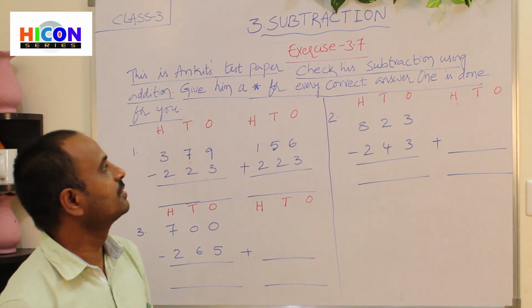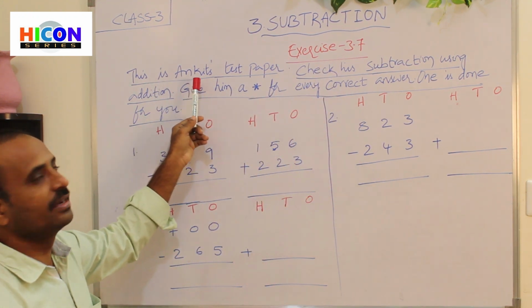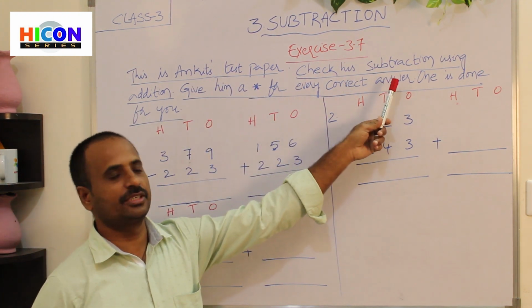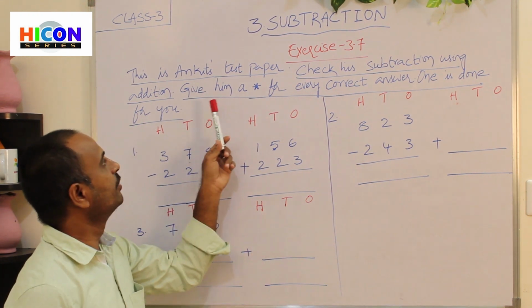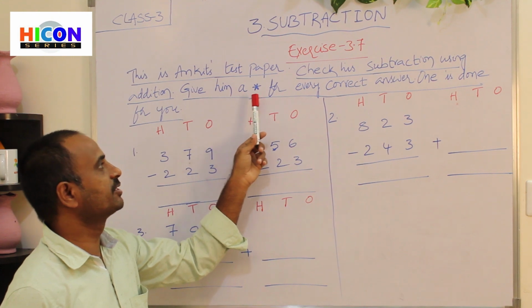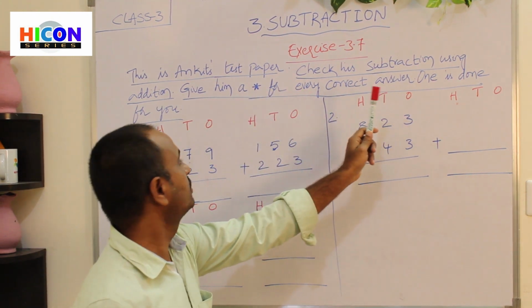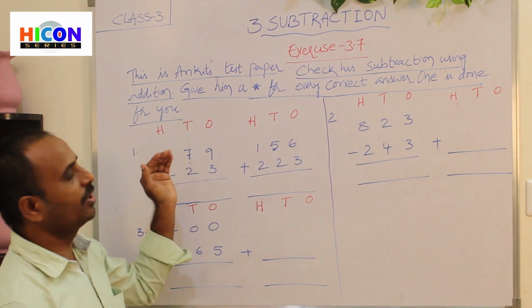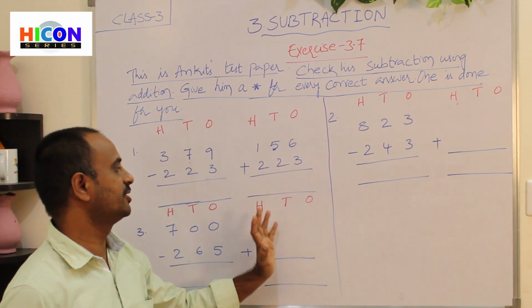So children, see exercise 3.7. This is Ankit's test paper. Check his subtraction using addition. Give him a star mark. So children, this is a star mark. Give him a star mark for every correct answer. 1 is done for you. So children, look at the problem. Here you are observing some subtractions in the sheet.